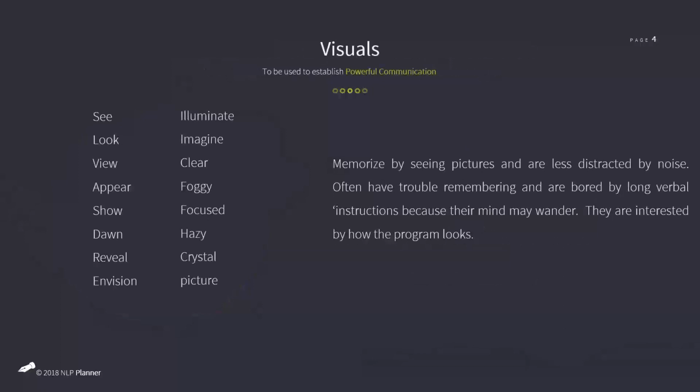So the first bucket where people fall is visuals. Now these are the people who think, learn, and speak visually. They memorize by seeing pictures, and are less distracted by noise. So they get engrossed in looking at the visuals, and they are less distracted by sounds. Often they have trouble remembering and are bored by long verbal instructions because their mind may wander.